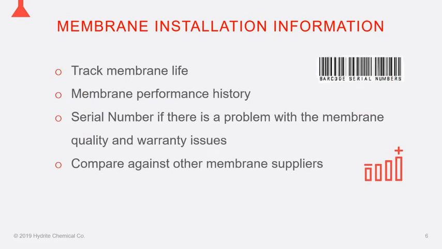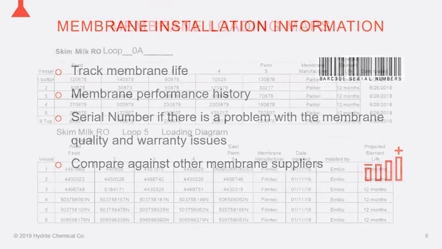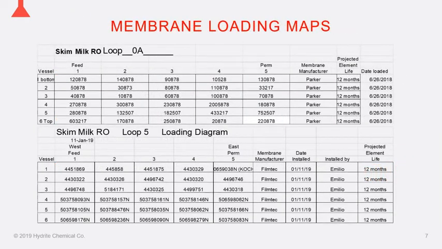Managing the membrane and membrane life is typically handled by the plant, something that they do on a regular basis. But you should be aware that it's happening, that they're tracking the element history, serial numbers, the location within the system, and the dates on which they were installed. And for you as an account manager, you'll be able to have access to this document when you need it. It will be used, especially with state inspections.